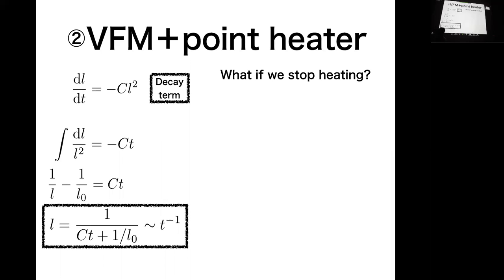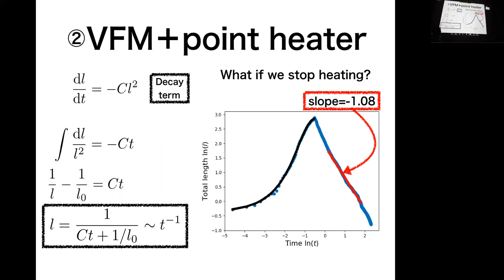So what if we stop heating the shell? What we get is something like this. So it grows, but it decays linearly. Because this is a log-log plot, the slope should be the exponent. So we clearly see this kind of decaying behavior.